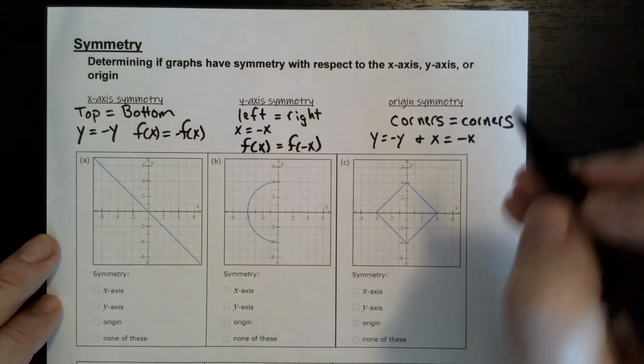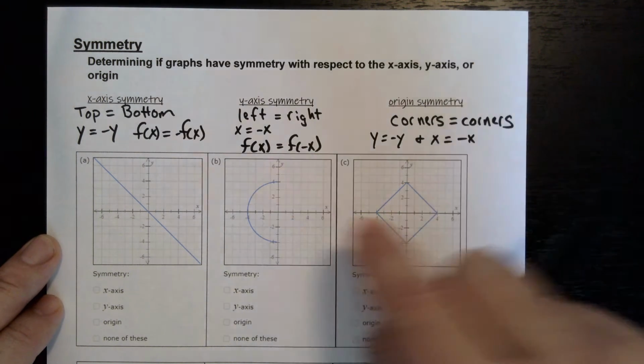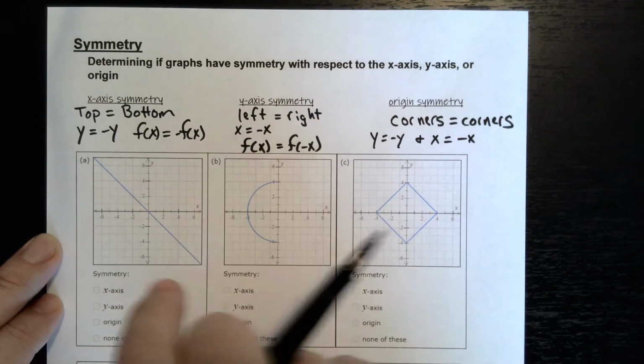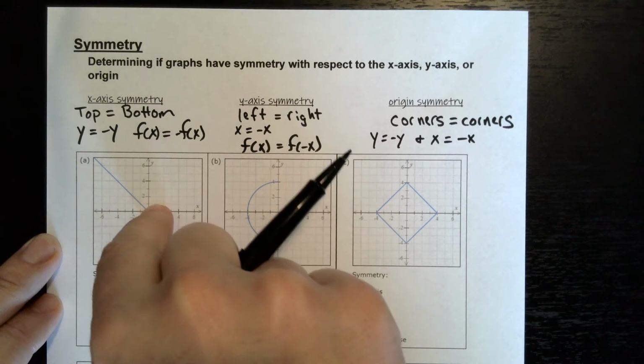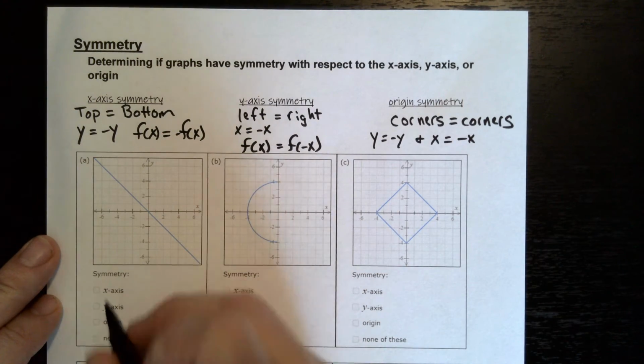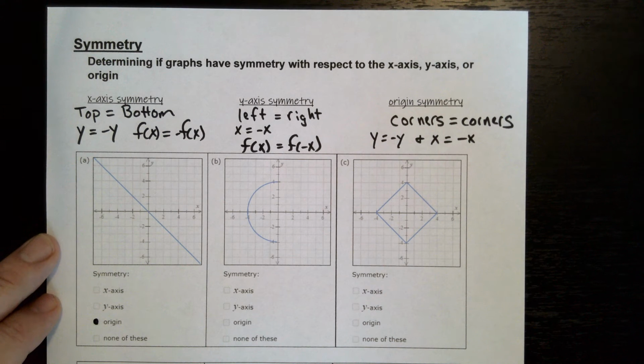Okay, so let's check origin symmetry. Origin symmetry says the corners have to be the same. So we've got this corner and this corner with nothing in them. That looks the same. And then this corner and this corner with a line on each one of them. So that is the same. Okay, so it does not have x-axis or y-axis symmetry, but it does have origin symmetry.